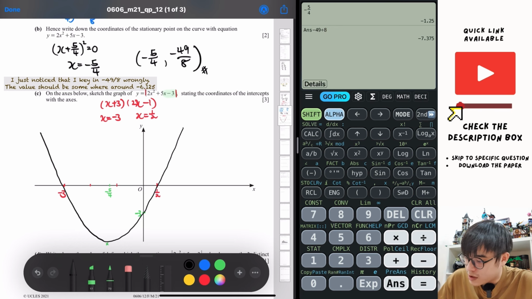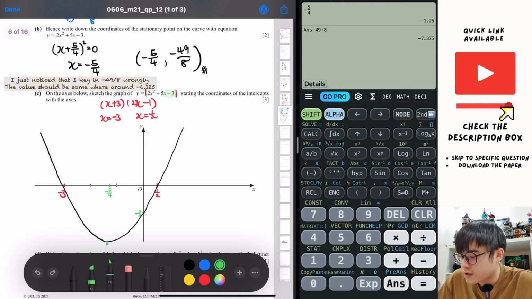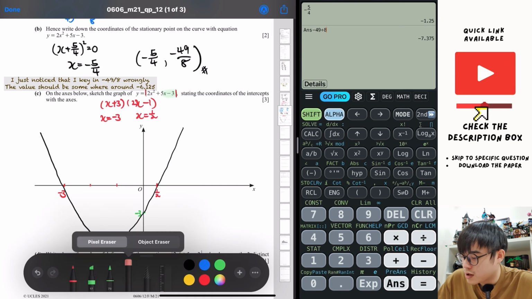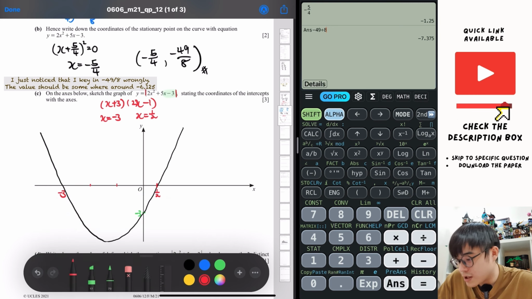Okay, notice that I didn't intersect exactly over here, because they didn't ask for the turning point actually. So it's okay for you to leave it. But make sure that all the points that you use must be as accurate as possible. So you notice that I readjusted here.